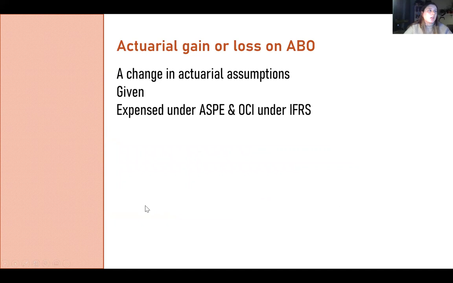Your actual gain or loss on ABO is a change in the actuarial assumptions. So they're either going to say that you're going to be paying more or less in the future in relation to your ABO. Usually it's given, and it's expensed under ASPE, and it goes in other comprehensive income under IFRS.